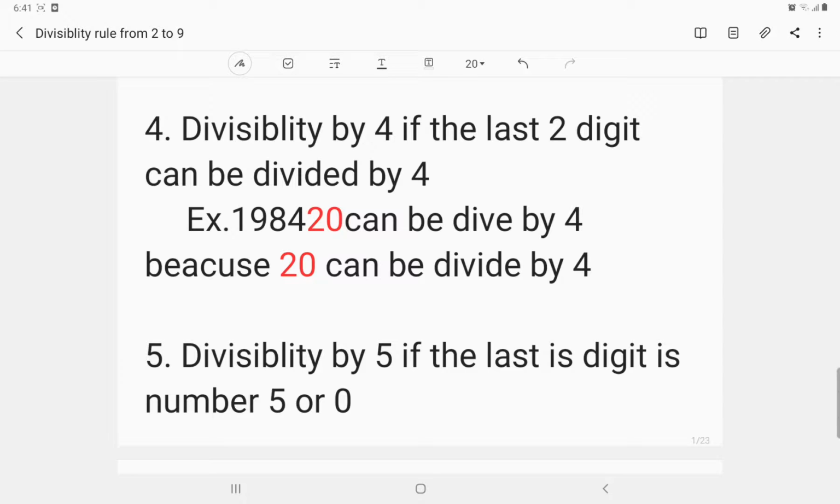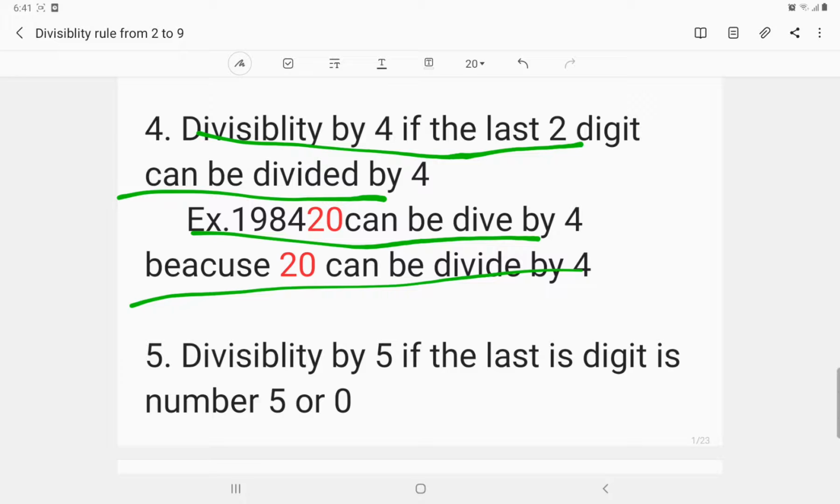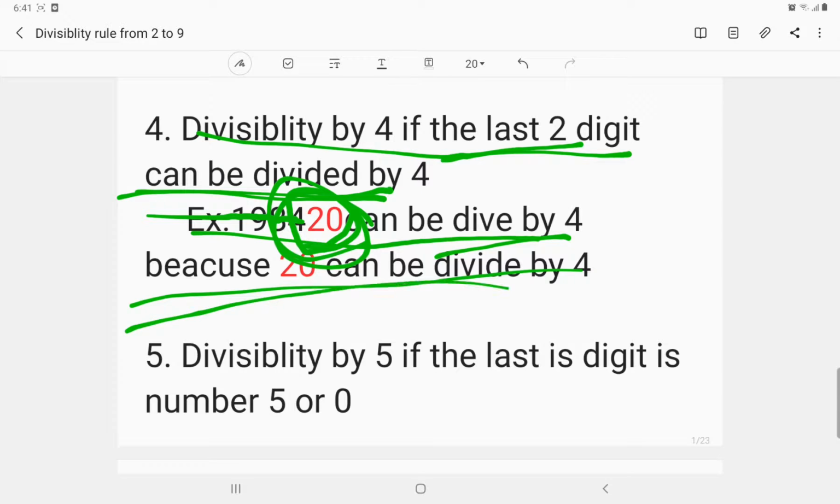Okay, divisibility by 4. Divisibility by 4 also has one step, like divisibility by 3 and by 2. Divisibility by 4: if the last two digits can be divided by 4. Example, this number can be divided by 4 because 20 can be divided by 4. No matter how many digits there are, don't focus on them, like divisibility by 2. Just focus on the last two digits. Your last two digits are 20, and 20 can be divided by 4. Okay? That was a really easy one too.